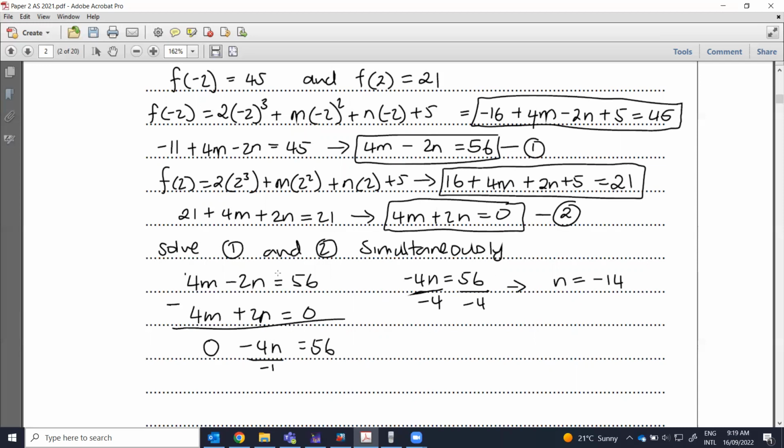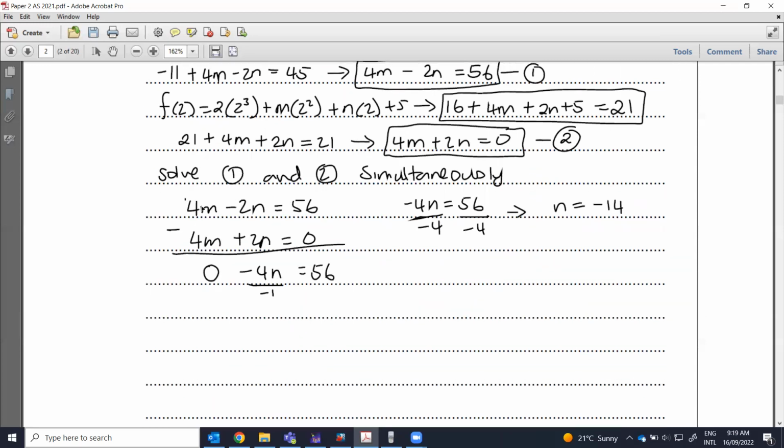And I'm going to use elimination again to solve for m. Once you get one of the values, you can then use substitution, but I just prefer to use elimination. So I write the equations again for 4m minus 2n, this is 56. And for 4m plus 2n is equal to 0. Okay, so now, just highlight this one.